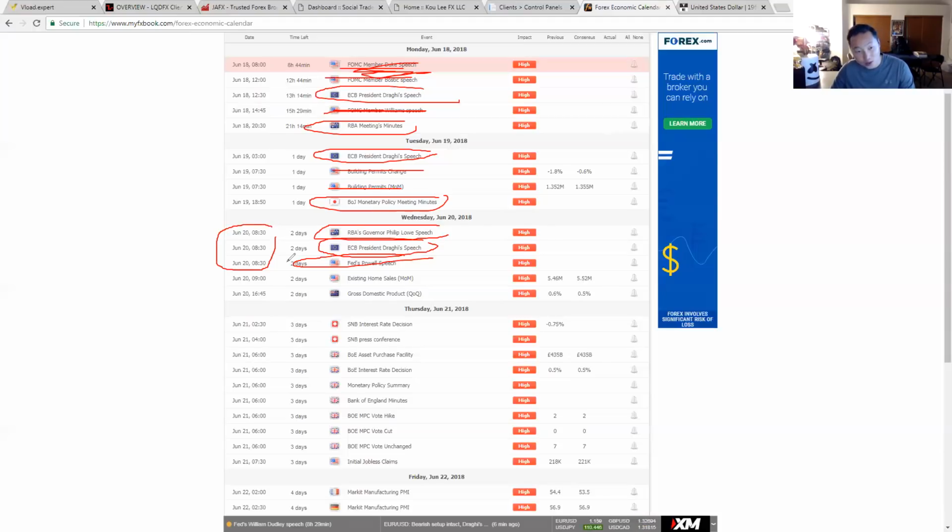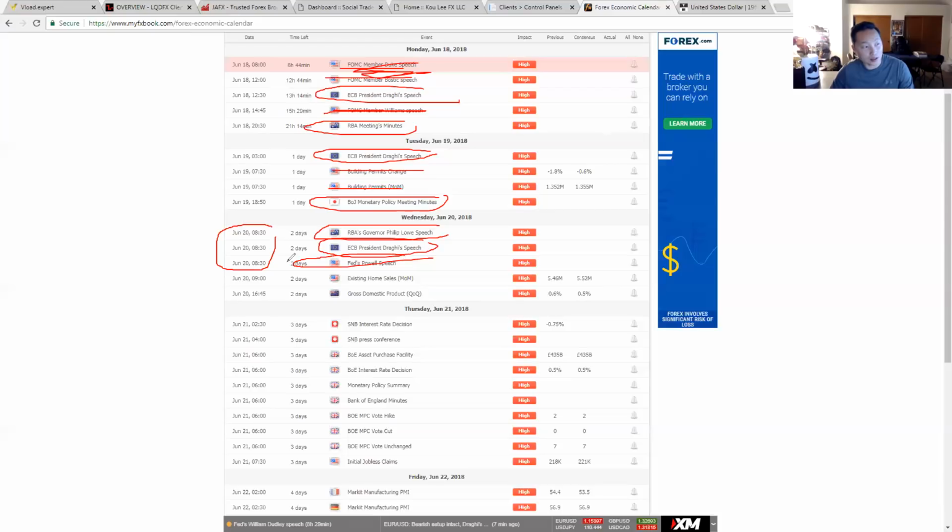President Draghi is speaking for the European Central Bank, and Fed Powell is speaking for the U.S. exactly at 7:30 Eastern Time or 8:30 Central Time. Those are some really crucial events that are going to happen, especially for Wednesday.